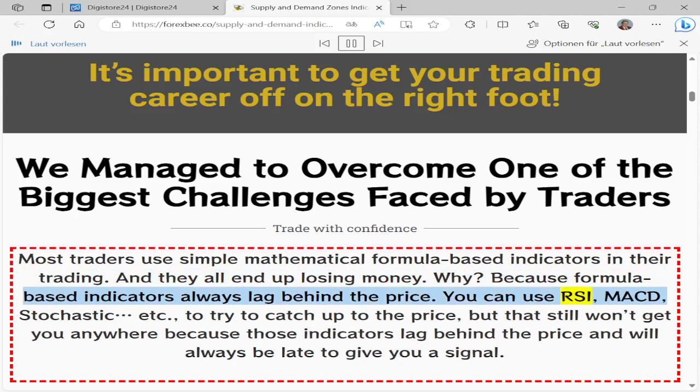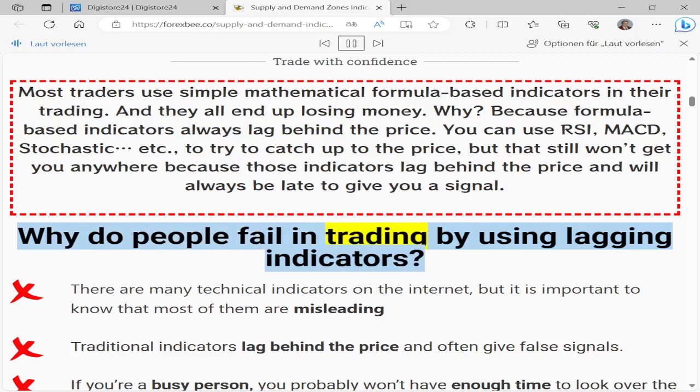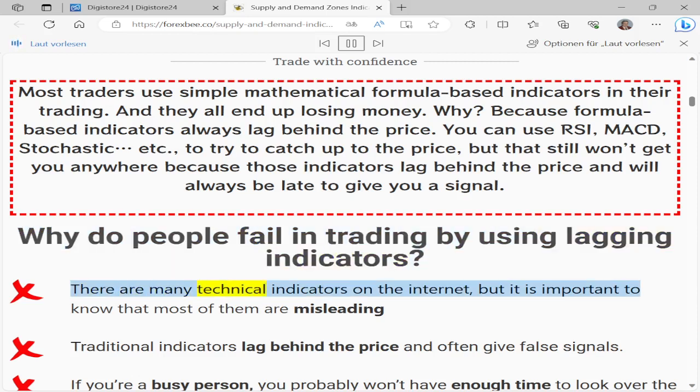You can use RSI, MACD, stochastic, etc. to try to catch up to the price, but that still won't get you anywhere because those indicators lag behind the price and will always be late to give you a signal. Why do people fail in trading by using lagging indicators? There are many technical indicators on the internet, but it is important to know that most of them are misleading. Traditional indicators lag behind the price and often give false signals.